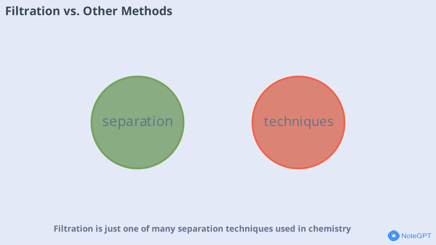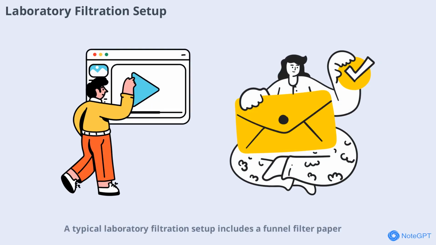Filtration is just one of many separation techniques used in chemistry. Others include distillation, centrifugation, and chromatography. Each method has its own strengths and is suited to different types of mixtures. Filtration is best for separating insoluble solids from liquids, while distillation is used for separating liquids with different boiling points. Understanding when to use filtration versus another method is a key skill for any chemist. A typical laboratory filtration setup includes a funnel, filter paper, and a flask to collect the filtrate.